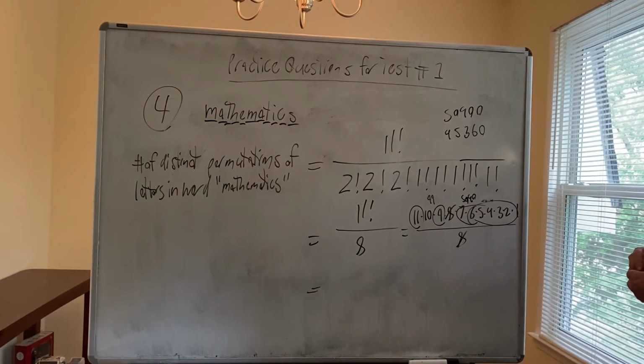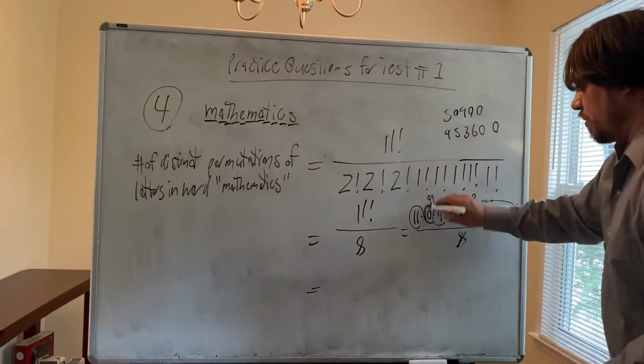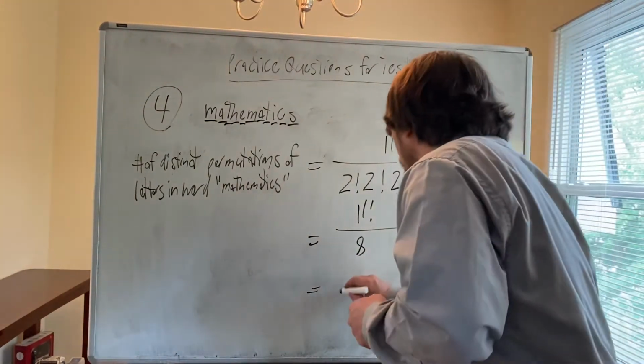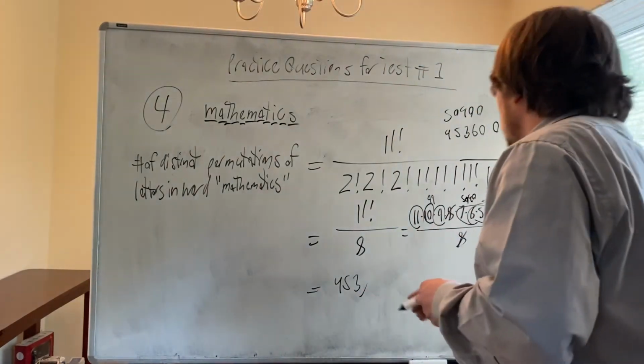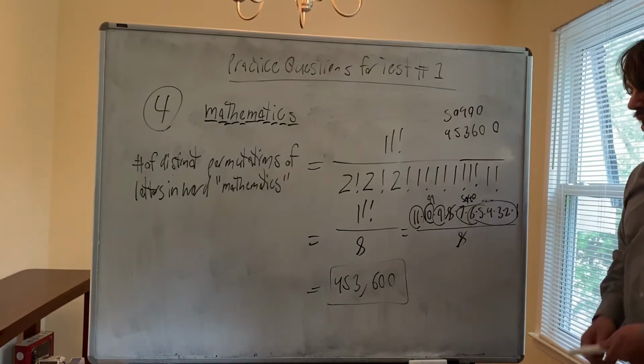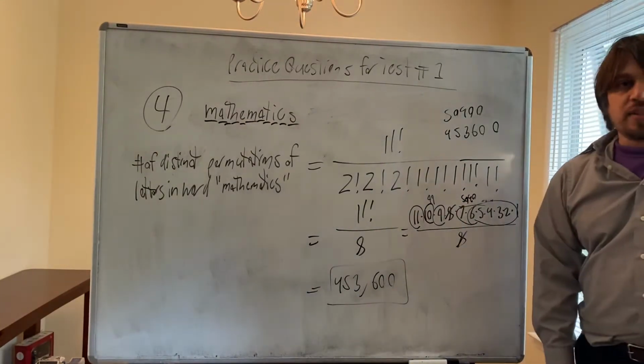So then there's that, and then you just add another 0 when you multiply it by 10. And so the number you get is 453,600. So the number of distinct permutations of letters in the word mathematics is 453,600.